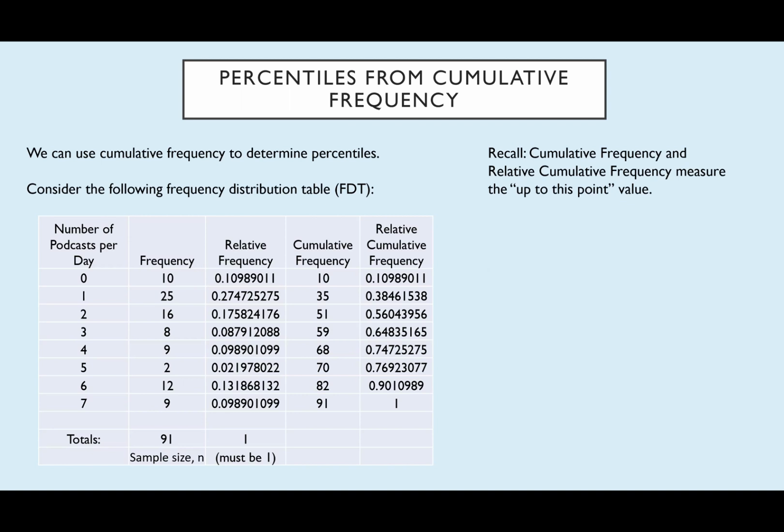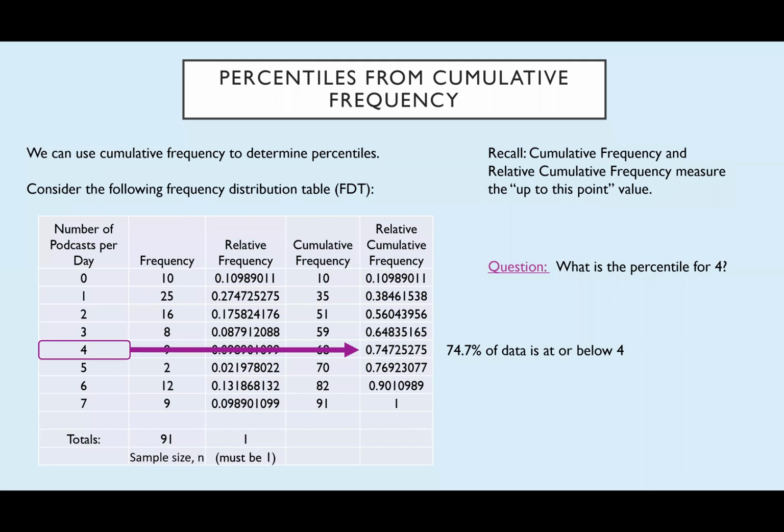All right, so let's try one more time. What is the percentile for 4? So the action is look at your row for 4. You want to follow it over to your relative cumulative frequency. And what this is saying is that up to this point, I've covered 74.725 and so on percent of my data. That is a different wording for describing a percentile. So I'm converting it to a percent. 74.7% of data is at or below 4. Again, that is just a different way of saying 4 is the 75th percentile, or I could write P subscript 75.